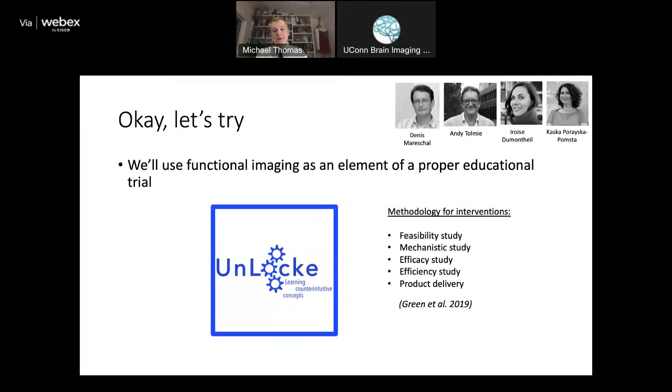There are a lot of steps you have to go through. You've got to have a feasibility study, a mechanistic study, an efficacy study, an efficiency study, and then actually turn it into some kind of activity that teachers want to use. And we are, at the moment, on this particular endeavor, up to an efficiency study.